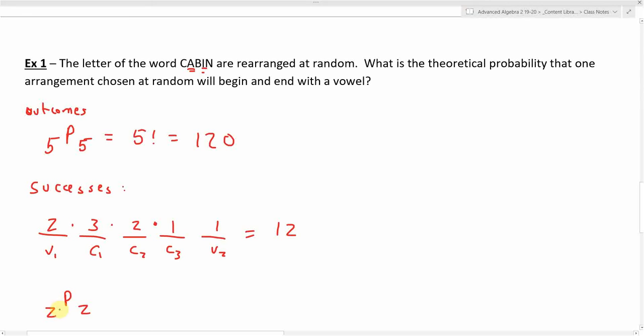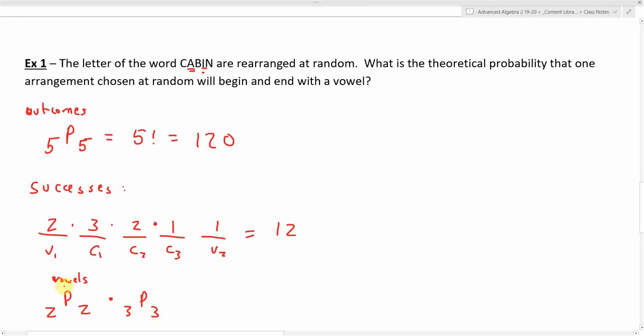So I have 2 vowels, and I have to take 2 of them and arrange them into 2 spots. That would be 2P2. That's how I can count the different ways of arranging my vowels successfully. Similarly, I have 3 spots available for the consonants, so I'm going to take the remaining 3 consonants, and all of the different arrangements where those 3 are in the middle are successful. So I'm going to arrange 3 consonants into 3 spots, and all the different arrangements still count as successes.